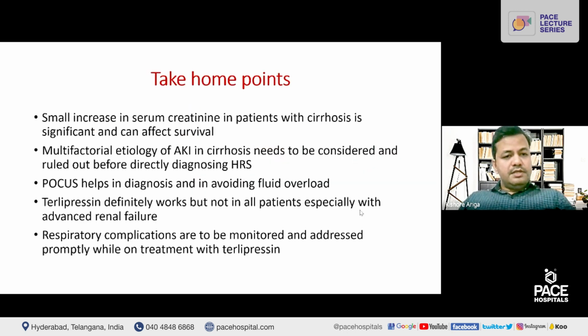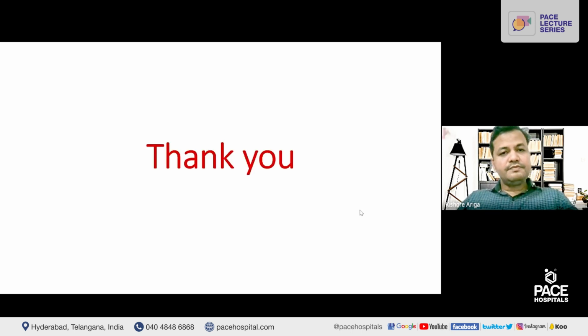Coming to the take-home points: any increase in creatinine, even a small one, is significant in patients with cirrhosis because it can affect survival. The multifactorial etiology of AKI in cirrhosis needs to be considered and ruled out before directly diagnosing HRS. Point of care ultrasound helps in diagnosis and avoiding fluid overload. Terlipressin definitely works, but not in all patients, especially those with advanced renal failure. And respiratory complications ought to be monitored and addressed promptly while on treatment with terlipressin. Thank you.